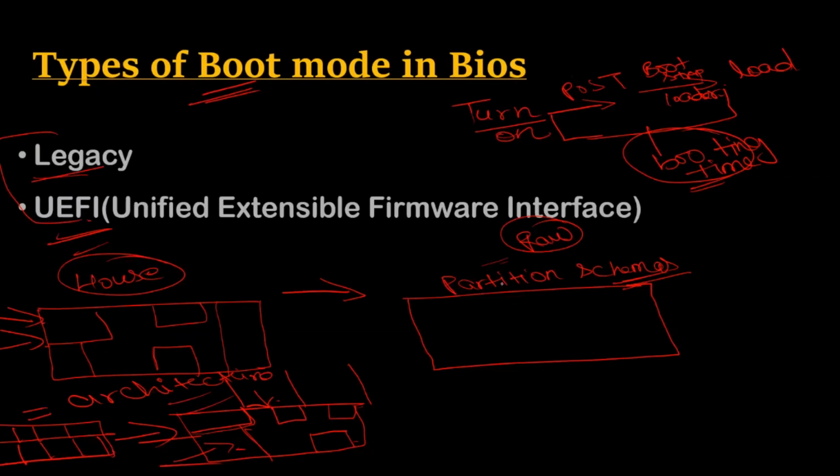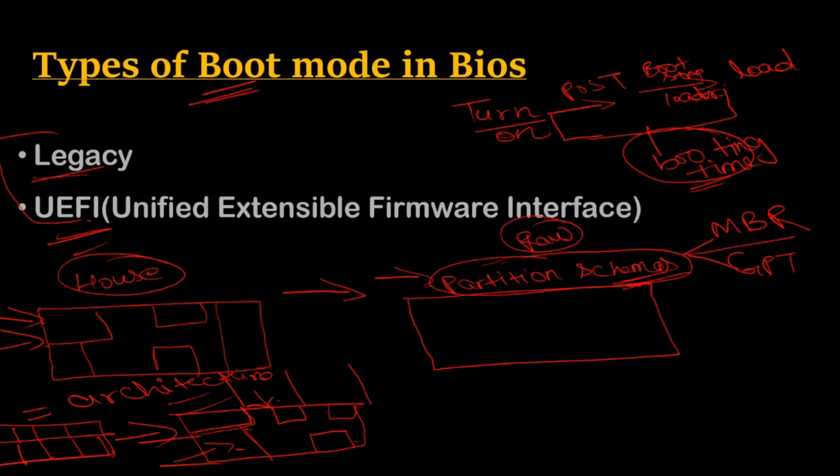But if you compare with this hard disk, the same architecture is the partition schema. The partition schema will decide how many partitions you can create, which type of partition you can create, what the size of that partition will be, and the maximum size. Everything will be decided by this partition schema. So we have two types of partition schemas available. Number one is MBR. Number two is GPT.